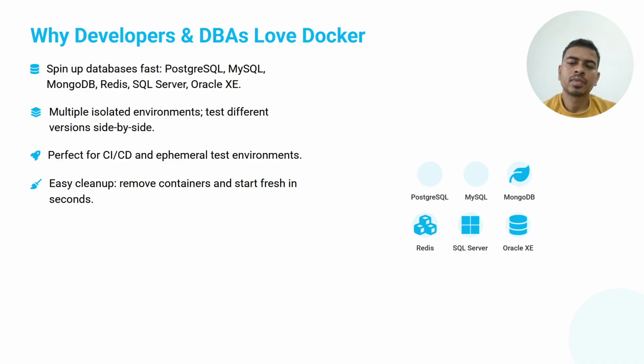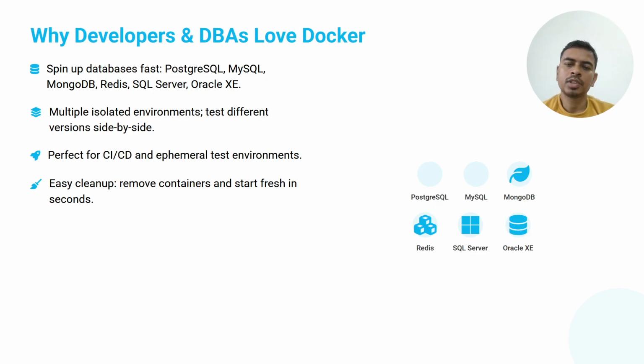Next is why developers and DBAs love Docker. There are multiple database versions without conflict. For example, I can run Postgres versions 15, 16, 17 side by side on the same machine, and have a quick testing environment: just run, test, and delete. High availability demos, replication and failover setups, and use in CI/CD pipelines, fast automated deployment, and cloud-native architecture. It supports Kubernetes and microservices.